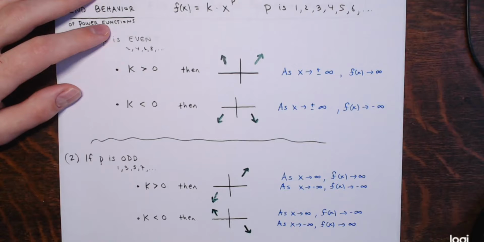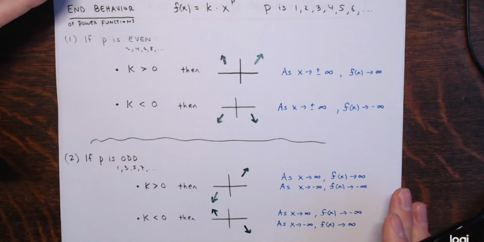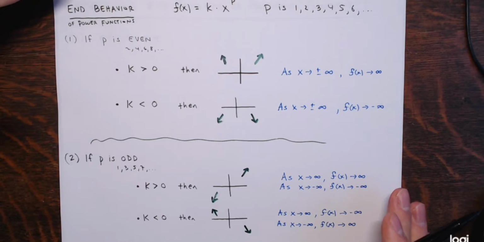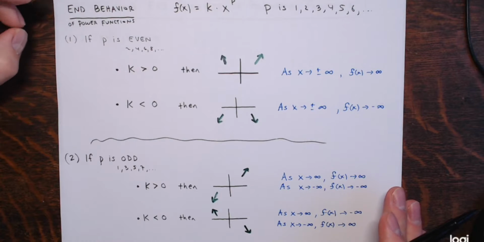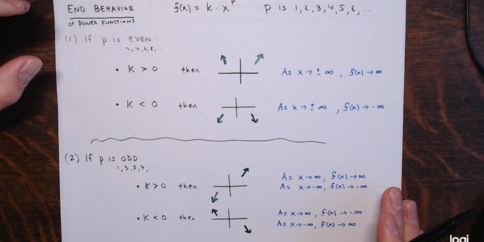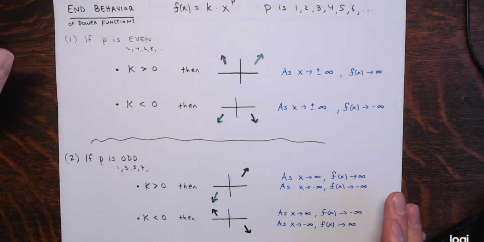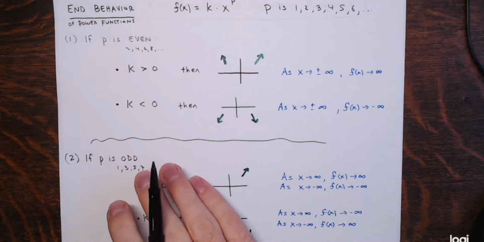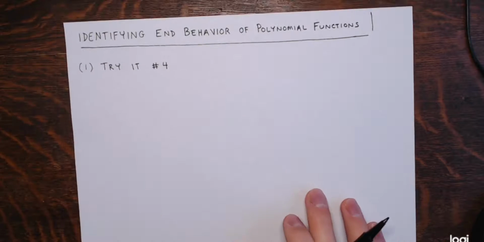So if you have this in mind, if you remember this from that end behavior of power functions video, and you also know from the previous video how to identify the leading term, leading coefficient and degree of a polynomial function, if you remember all that stuff, this is going to be real easy. All right. And I'll put that note up right here.